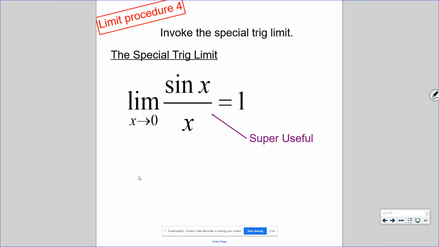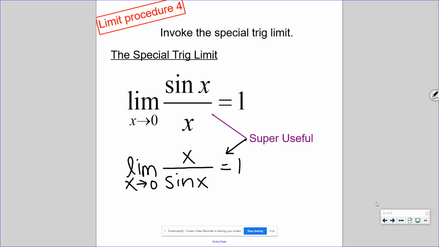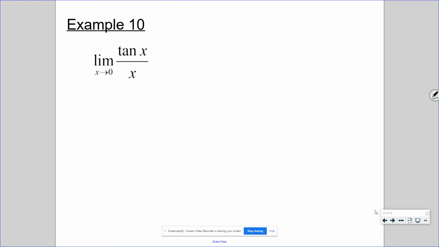And actually, we could also say, kind of like a second part to this, that the limit of the reciprocal would also equal 1 because the reciprocal of 1 is 1. You know what I mean? So both of these things will always be true. They're both super useful in solving trig limits. Let me show you why or how.